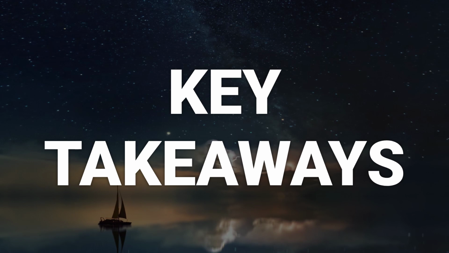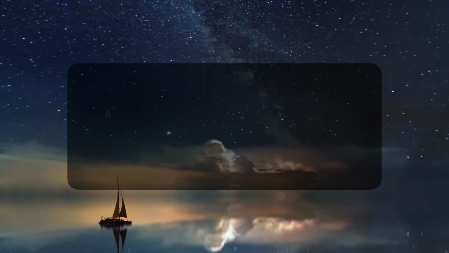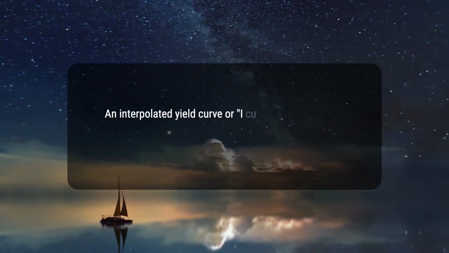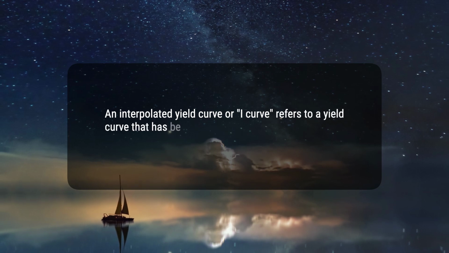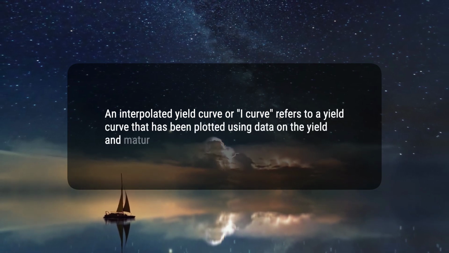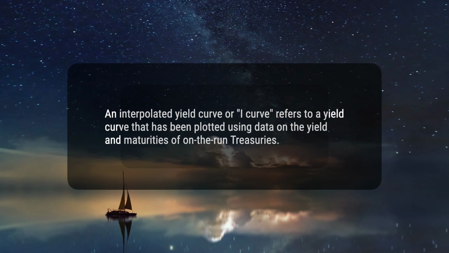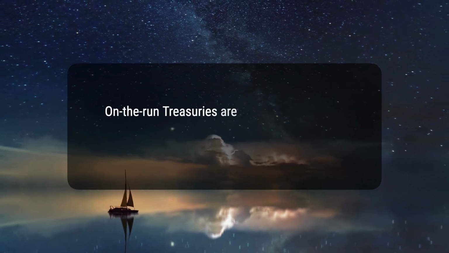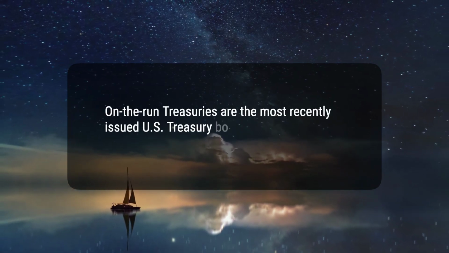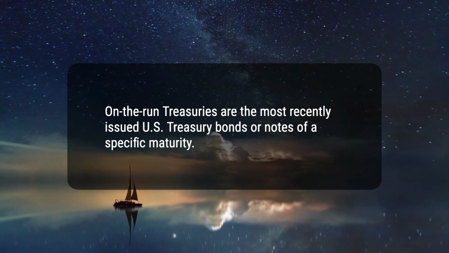Here are 5 key takeaways. 1. An interpolated yield curve or I-curve refers to a yield curve that has been plotted using data on the yield and maturities of on-the-run treasuries. 2. On-the-run treasuries are the most recently issued U.S. Treasury bonds or notes of a specific maturity.